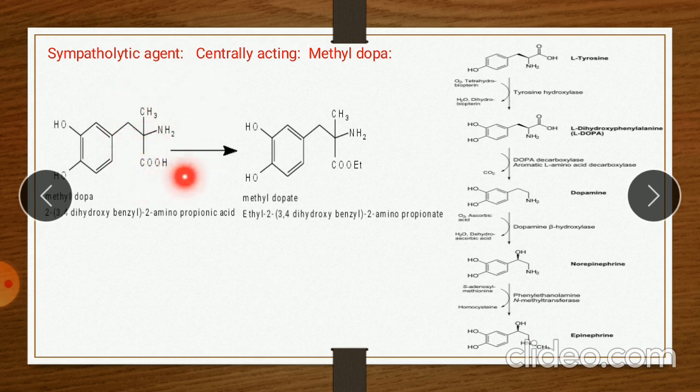One number is given to the carboxylic group, the second to the central carbon, and the third to the CH3. On the second position this whole structure, the 3,4-dihydroxybenzyl, is attached. Then on the second position an amino group is attached, so it is 2-amino propionic acid. Similarly, for the ester, methyldopate, the IUPAC name is ethyl 2-(3,4-dihydroxybenzyl)-2-aminopropionate. It is a propionate because of the ester. So this is the IUPAC name of methyldopa and methyldopate.